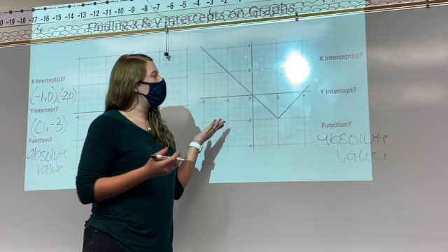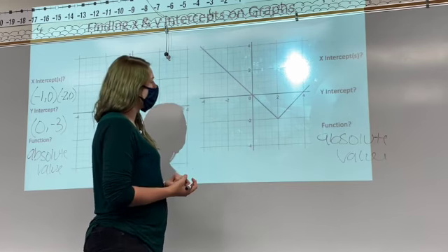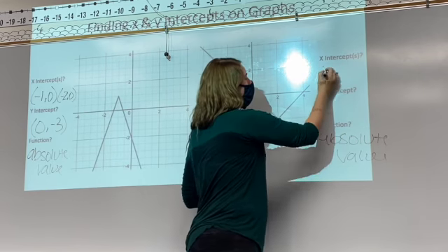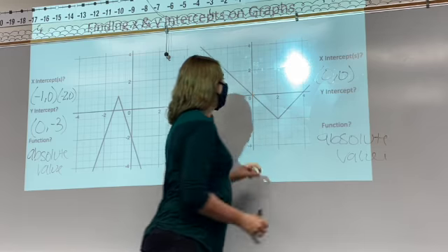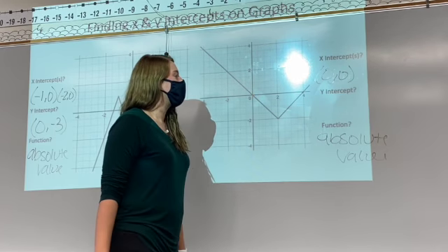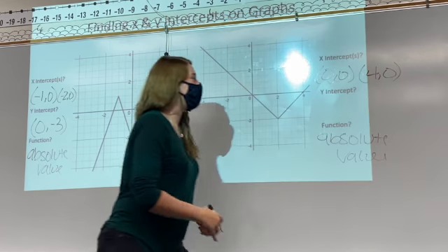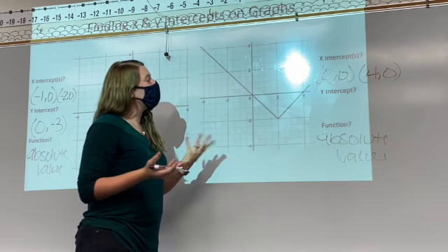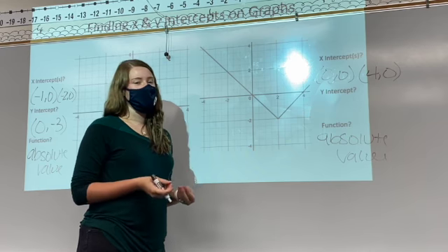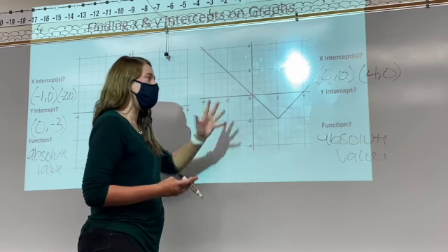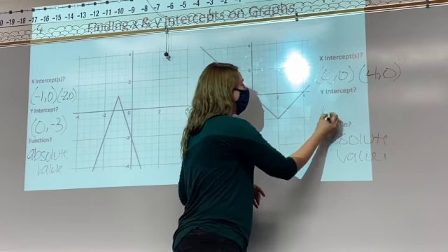And finally, we want to find our x and y intercepts. For my x-intercepts, it crosses at the origin, which is 0, 0, and it also crosses at 4, 0. For my y-intercept, we're going to notice that it actually has the same y-intercept as my x-intercept, and that's because it crosses the origin. So it crosses over both at the same time.